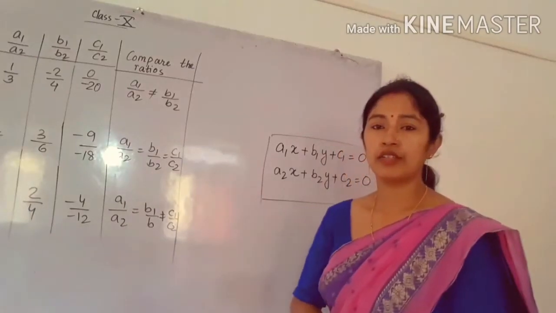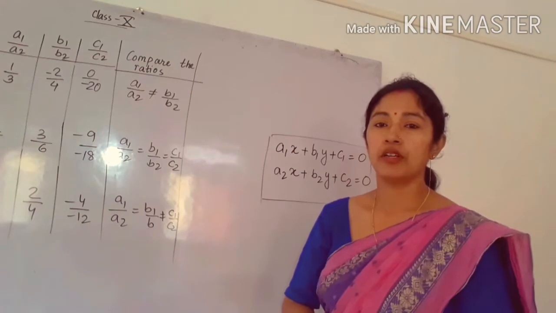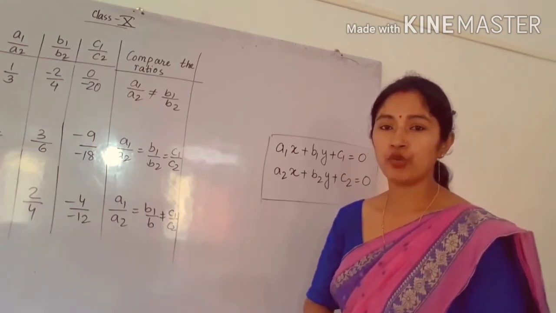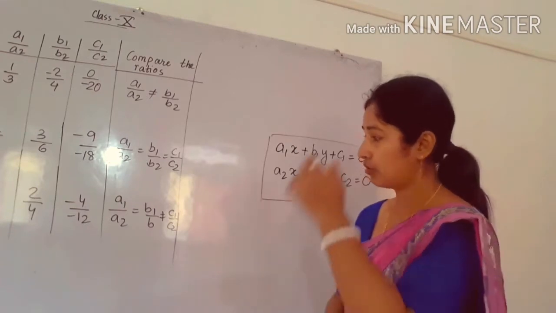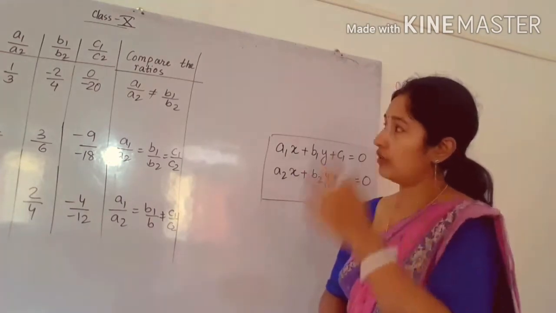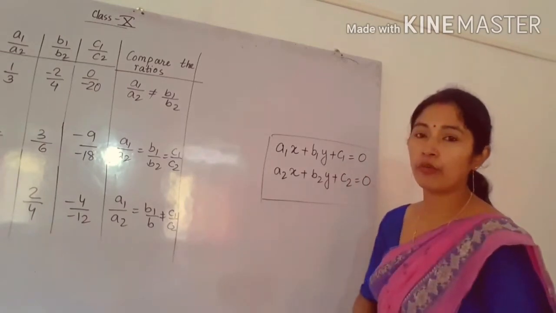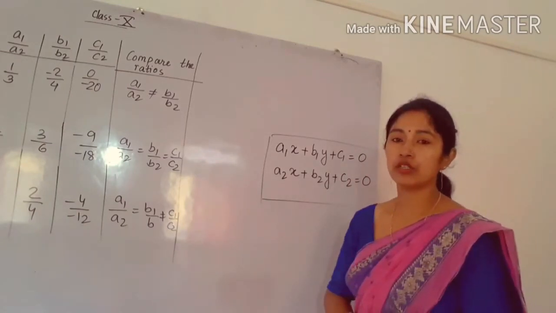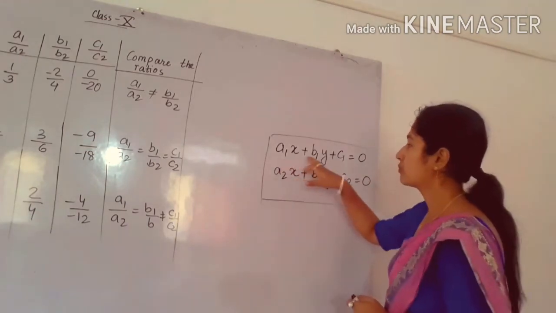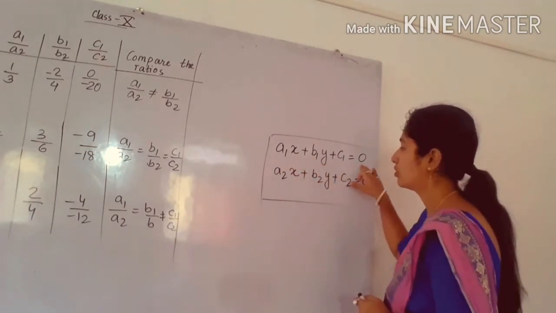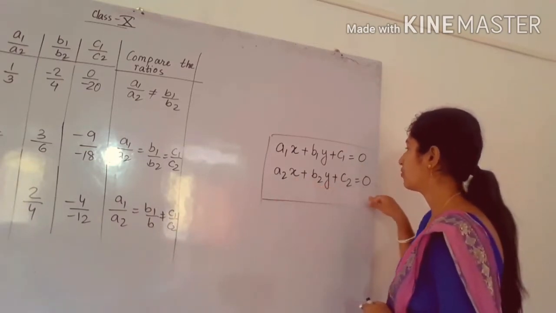Students of class 10. So in my last lecture I started chapter 3, pair of linear equations in 2 variables. Today I will continue with the next topic. In this topic, first of all you have to know the standard form of the pair of linear equations in 2 variables. So I have taken 2 equations: a1x plus b1y plus c1 equal to 0, and the second equation will be a2x plus b2y plus c2 equal to 0.